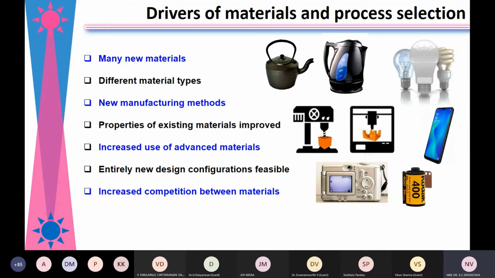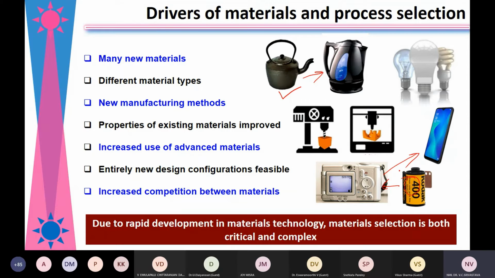Similarly, there are so many things, and why it happens, you see, this is a kettle used long back. Why was it used? Because it had to be heated, so it had to be metallic earlier, and this teapot. But now the heater is inside, so you need not have this metallic. It is from plastic. So there is a change just because now you have a different configuration of your heating system. Similarly, from cutting we have transferred to additive manufacturing. Now, you see the camera, earlier we used to have this, and this transferred to this, and now we are here. So the changes are taking place, and similarly, your product is also changing. So, due to rapid development of materials technology, material selection is both critical and complex.